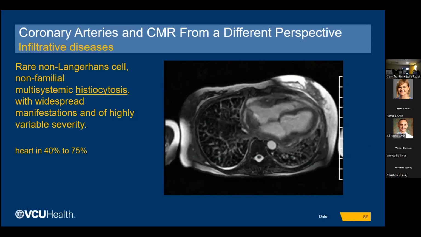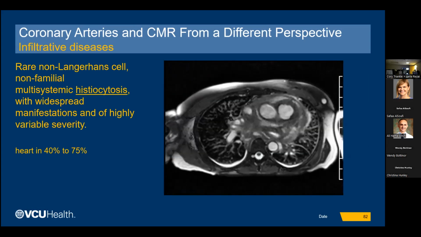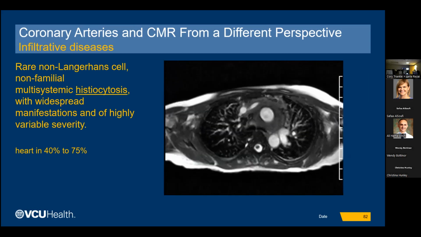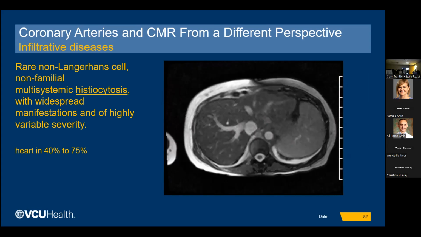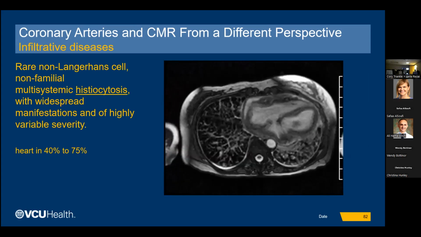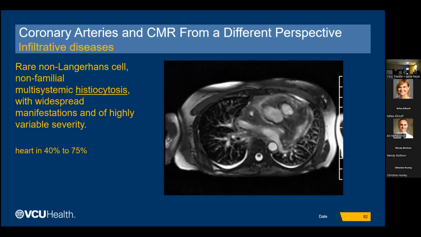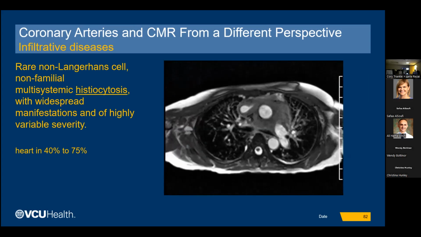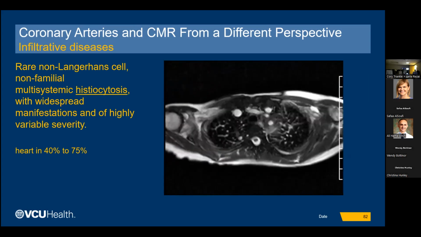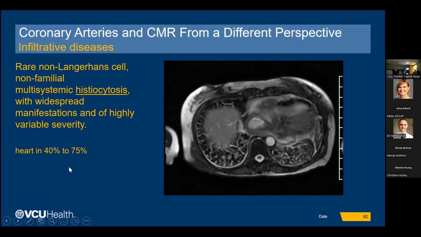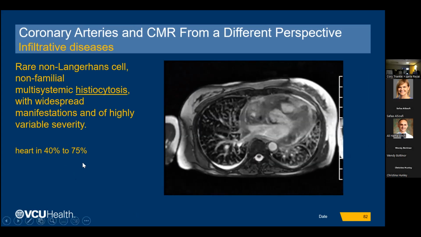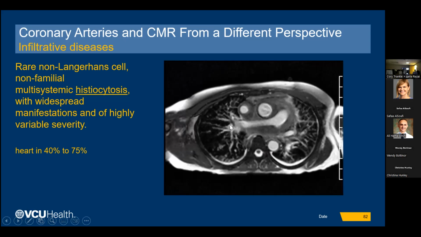So Erdheim-Chester is a rare non-Langerhans, non-familial, systemic histiocytosis. It has a widespread manifestation. It can range from okay-ish to highly severe in appearance. The heart is involved in 40 to 70% of the cases.